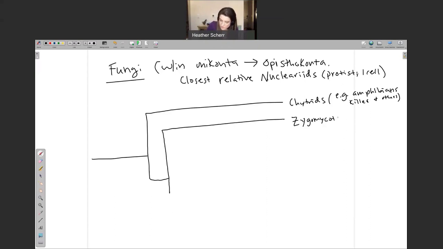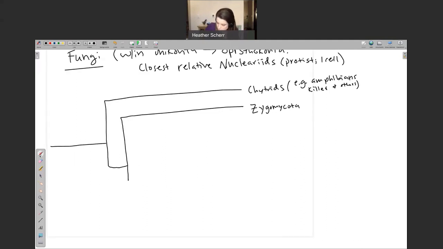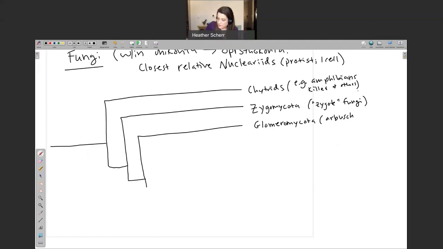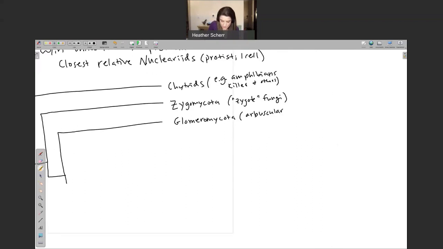There's the Zygomycota, zygote fungi, red molds. They have a zygosporangium, a zygospore, the sexual reproductive structures. Their sporangium is their asexual reproductive structure. The Glomeromycota, which are the arbuscular fungi. Arbuscular means tree. They're named that because they look sort of like the branches of a tree, because they are the ones that are in a mutualistic symbiotic relationship with plant roots. They're a mycorrhizal partner with plant roots. You don't need synapomorphies for these guys.